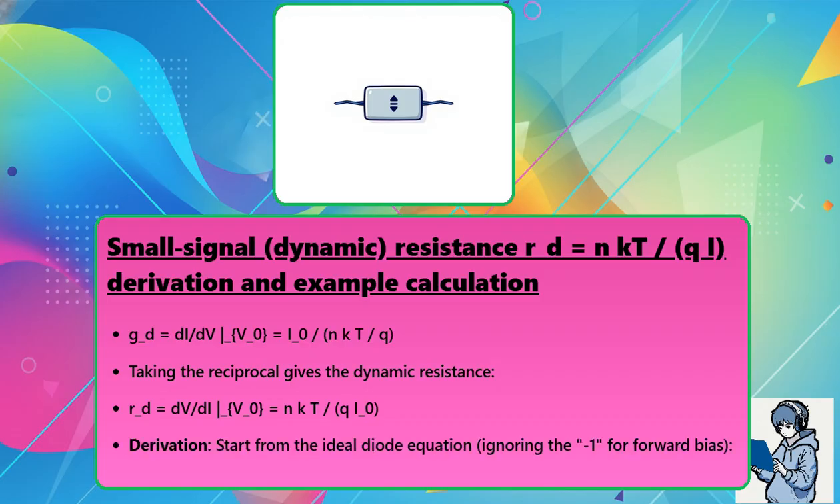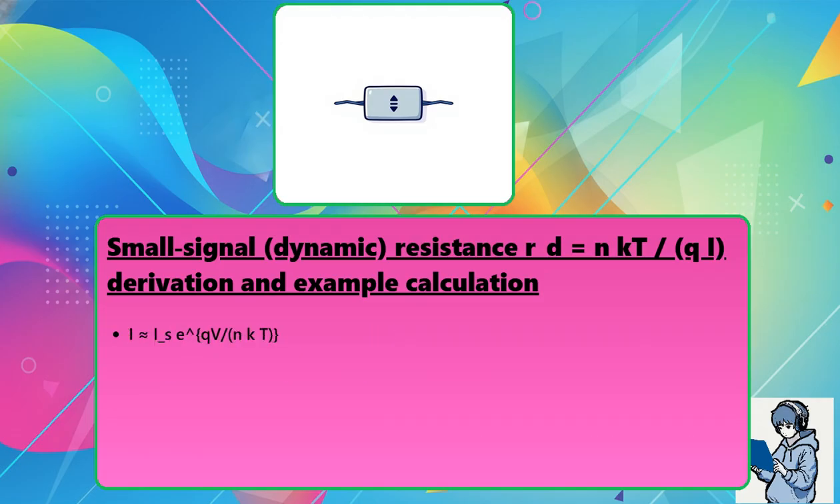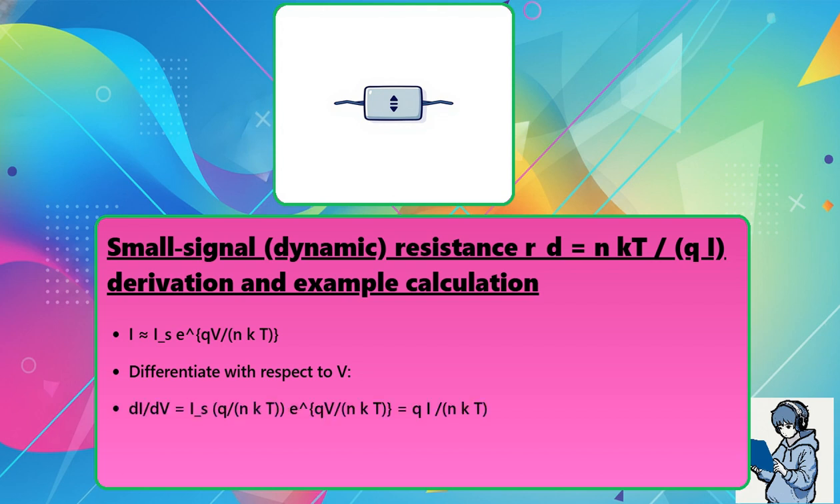Derivation: start from the ideal diode equation, ignoring the -1 for forward bias. I approximately equals I_S times e^(qV/nkT). Differentiate with respect to V. dI/dV equals I_S times q/nkT times e^(qV/nkT), equals qI divided by nkT. Invert to obtain R_D.